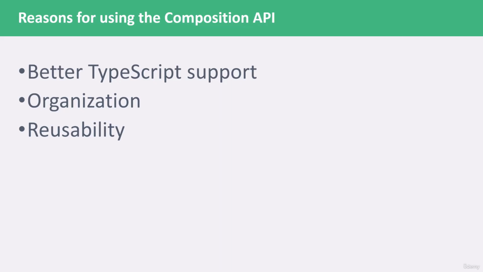Secondly, it allows for better organization. We saw firsthand how that works. We were able to define variables and functions in any order we'd like. Unlike the Options API, we weren't bound to defining everything in specific locations. If we want, we can move everything to random places in the setup function. The component will still work.